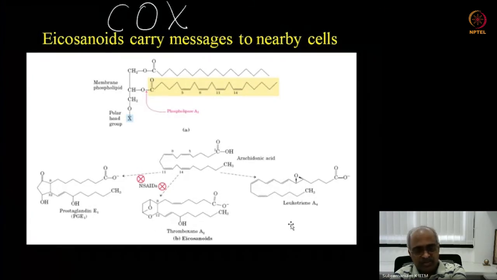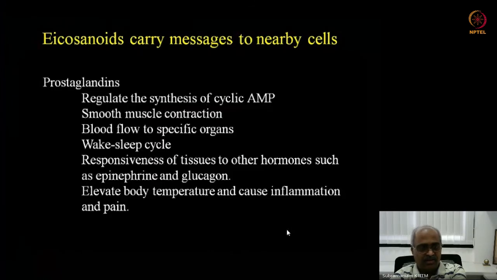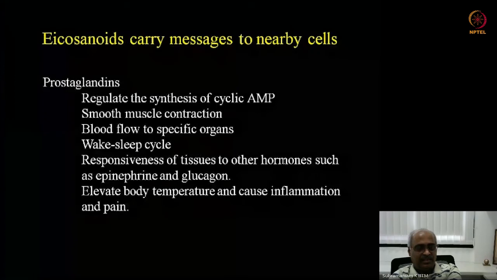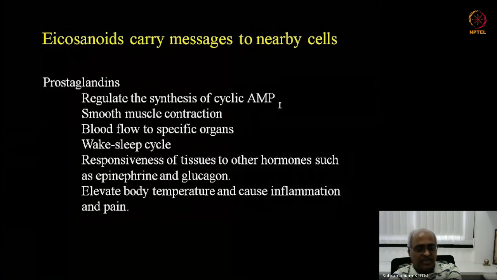Now let us look at individually each one of these three, what they actually do, and probably we'll stop there today. So prostaglandins, they regulate the synthesis of cyclic AMP. So this is an internal phosphate linkage between two hydroxyl groups, two alcohol groups of the ribose, a single phosphate. Remember, the phosphate has H3PO4, you have three acid groups there. So it can actually make three ester bonds, and cyclic AMP has only two ester bonds between the third carbon and the second carbon of the ribose, and that's what is cyclic adenosine monophosphate.